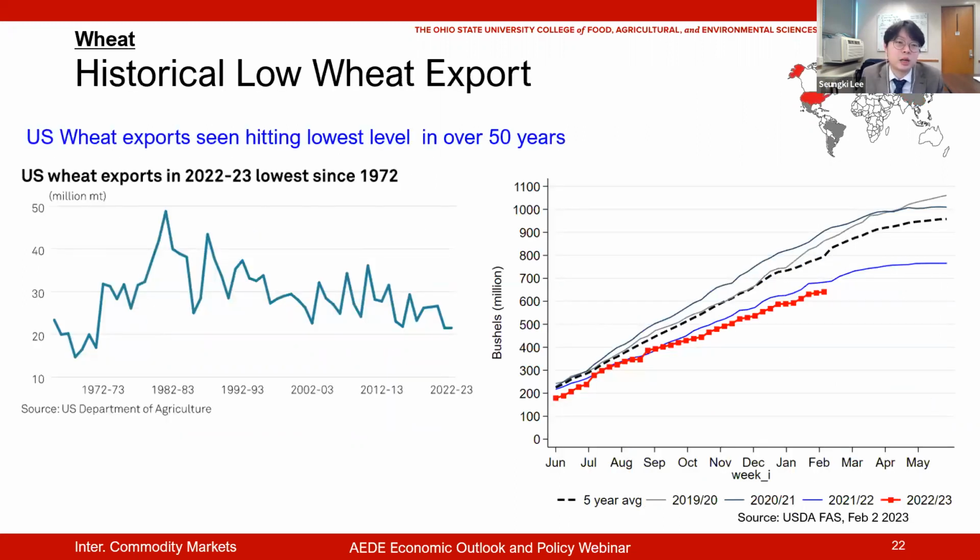You might wonder why I am not talking about wheat that much. So let me quickly talk about the wheat export situation and why I am not putting that much emphasis on it compared to corn and soybean. Basically, US wheat export is also very low this year, and actually this is a historically low level. And as you can see in the right figure, this is certainly the lowest level over a couple of years and even over 50 years. So it might be interesting and important to check this.